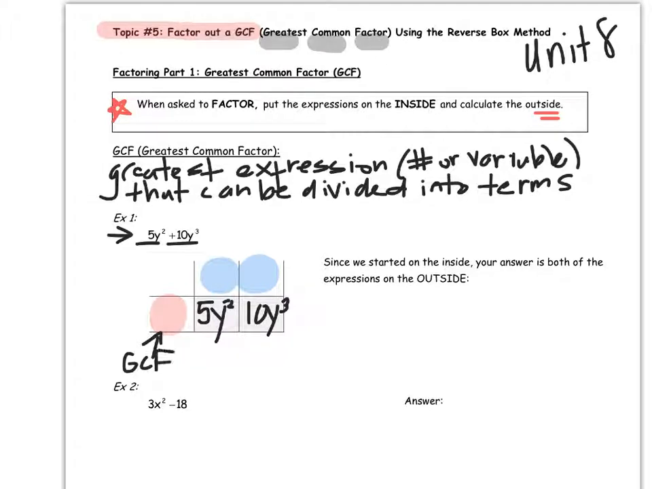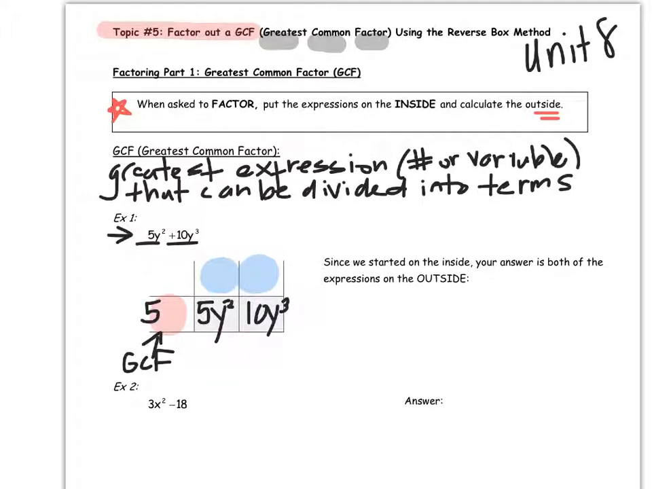And let's revisit our definition. That's the greatest expression. The greatest means the biggest. That's a number or a variable that can be divided into both terms. So first let's look at the numbers. We have a 5 and a 10. If you think about factors of 5 and factors of 10, the biggest number that can be divided into both 5 and 10 is a 5. So a 5 goes there.